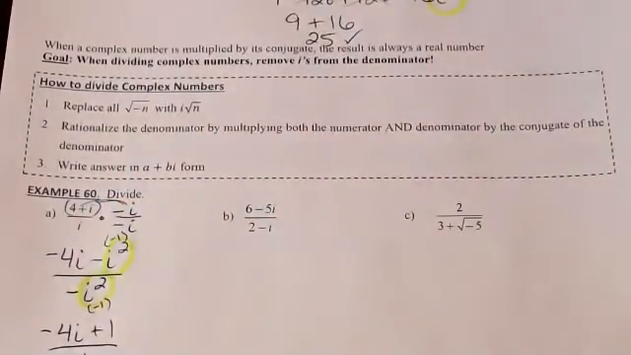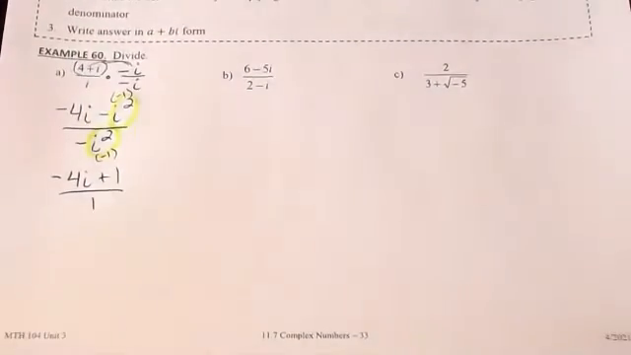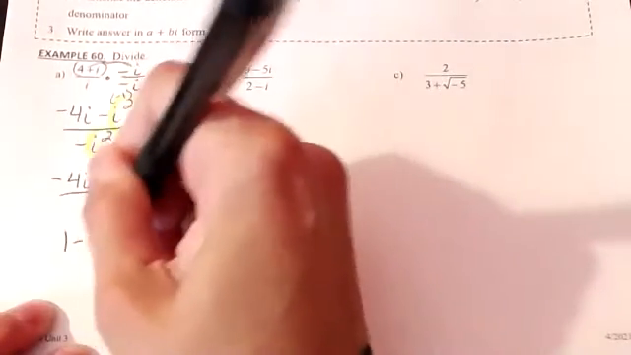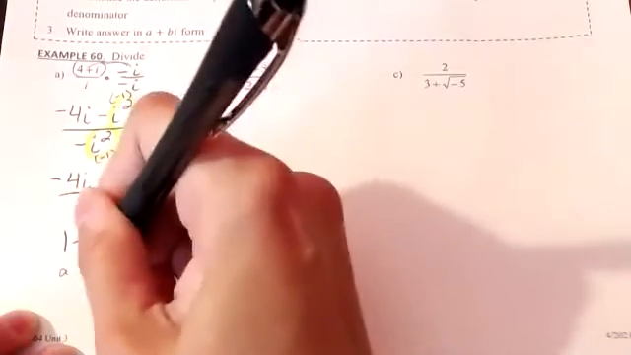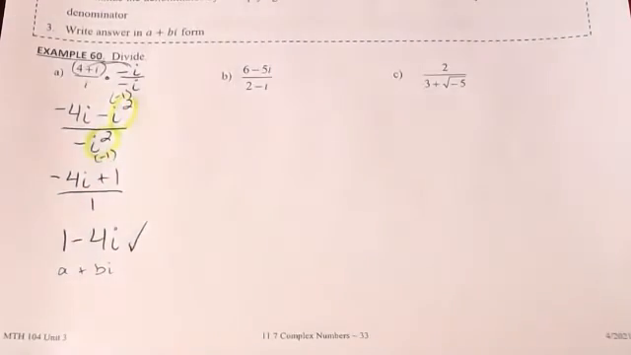So you're totally right. Out of curiosity, Shane, what's the appropriate way of writing my answer? Negative 4i plus 1. Oh, fix it. A plus bi. Oh, I'm sorry, 1 minus 4i. Yes, that's your final answer. Good. A plus bi form. Sometimes it just helps to write that right underneath.